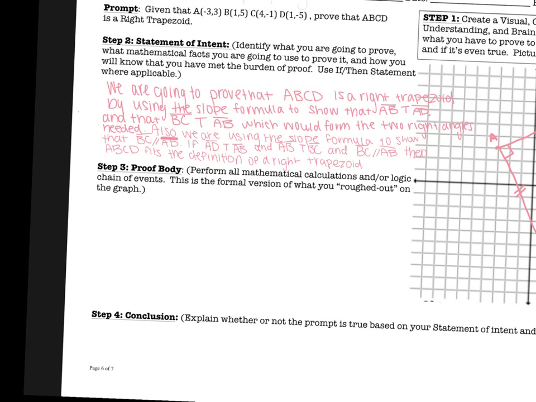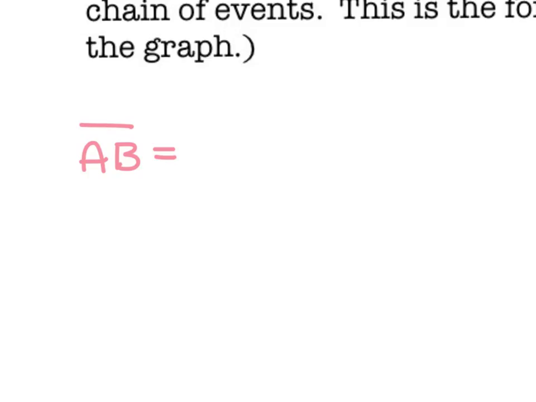So once we finish step 2, statement of intent, which we have, we are then going to move on to step 3, which is proof body, which is to perform all mathematical calculations and/or logic chain of events. This is a formal version of what you roughed out on the graph. So on this part, since we are using the slope formula, I'm just going to use the slope formula for line AB, line DA, line BC, and line DC, and it should prove the points that we needed about the perpendicular and parallel lines. So first we're going to find AB.